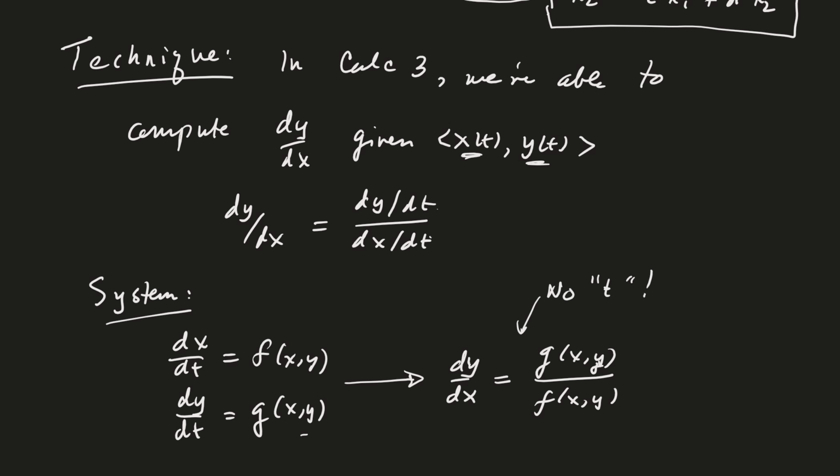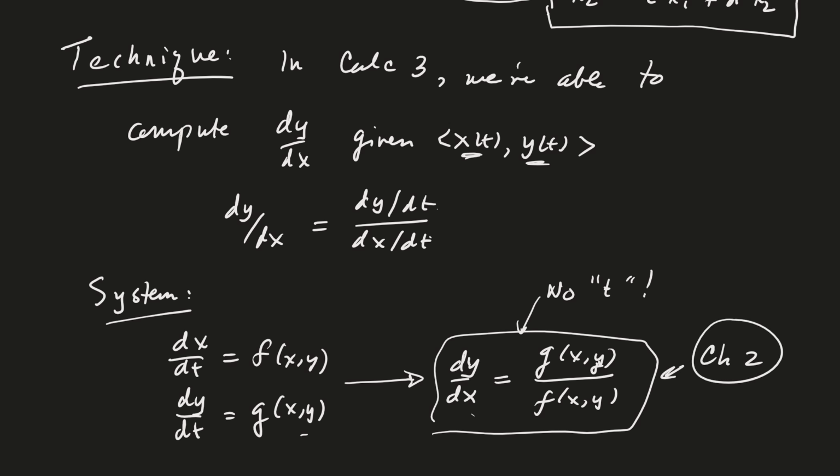And so in the notes I call this an unparameterization of your function. So we're converting it from a parametric set of equations to a single first order differential equation. And so hopefully we can find a technique in chapter 2 that will solve this differential equation. Okay, so let's just do a quick example.